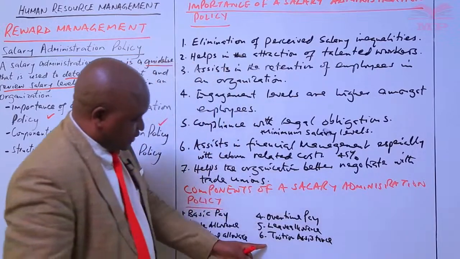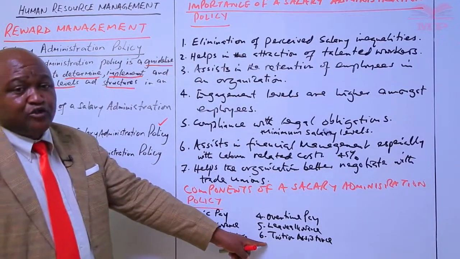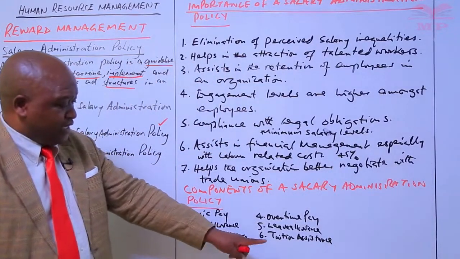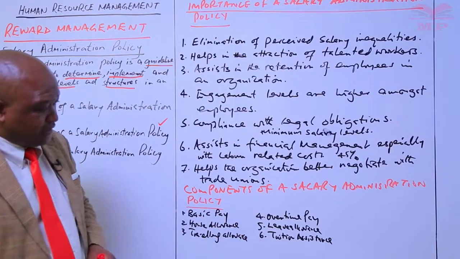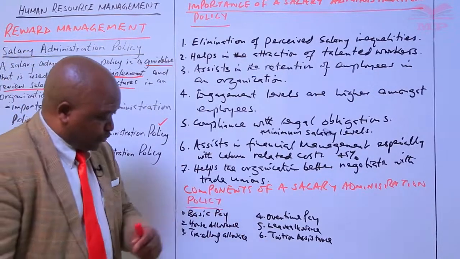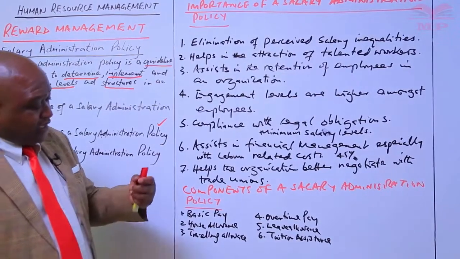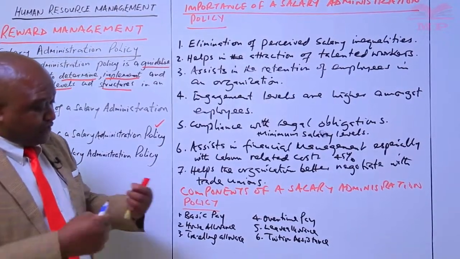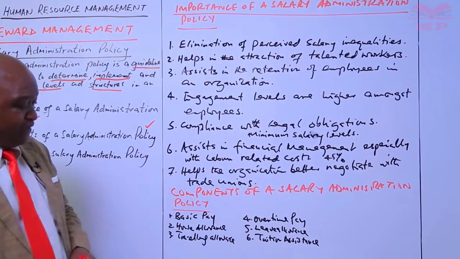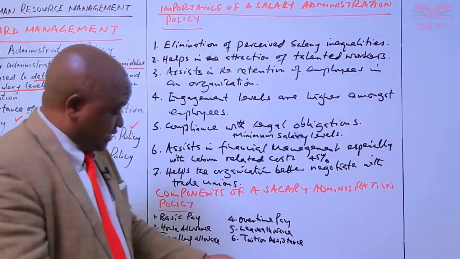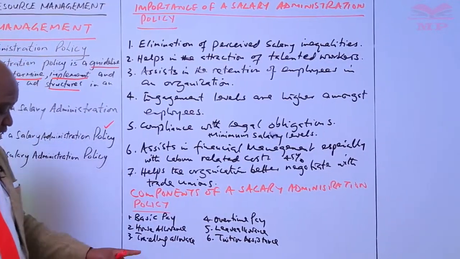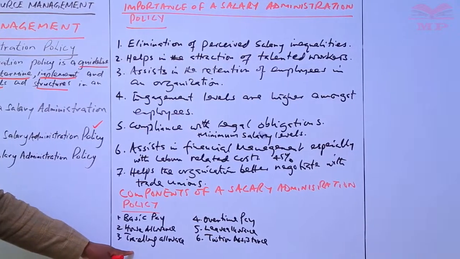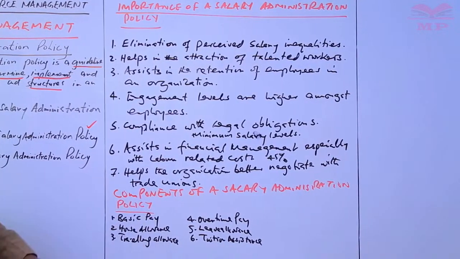So some organizations have a tuition assistance option where if workers are taking up some course, those workers could be assisted by the management to be able to pay for that particular tuition. And in some cases, there are also some generous employers who are basically able to assist the spouse and maybe the children of the employee. So those could be some of the things that are captured in terms of components of a salary administration policy.